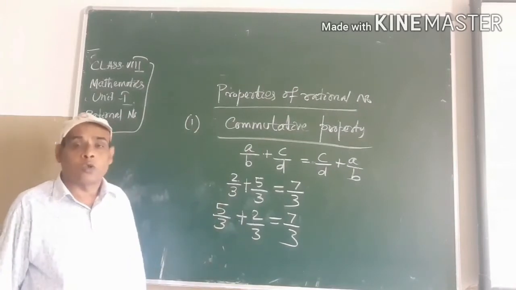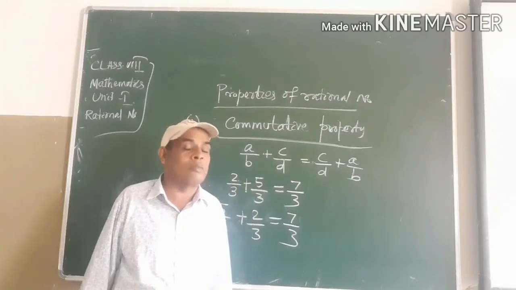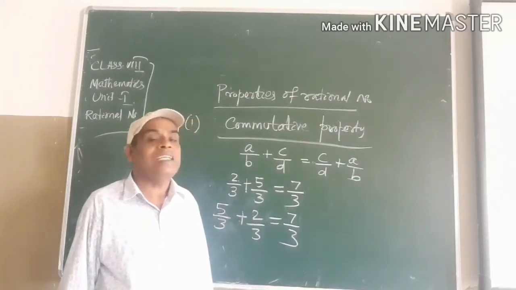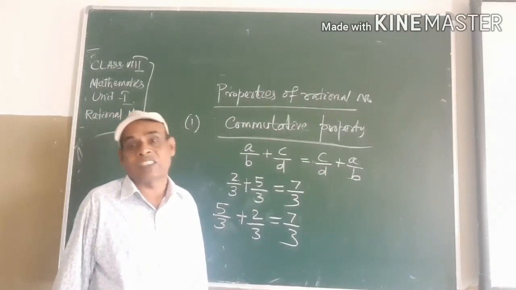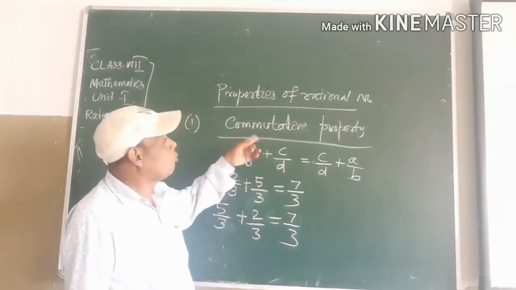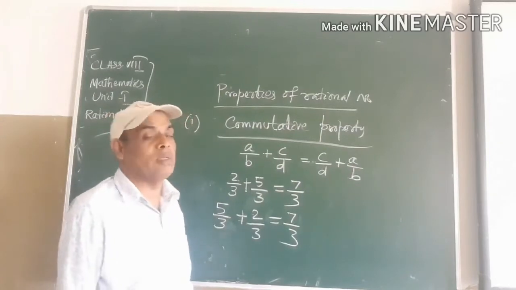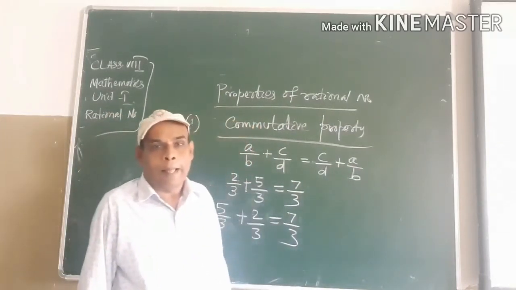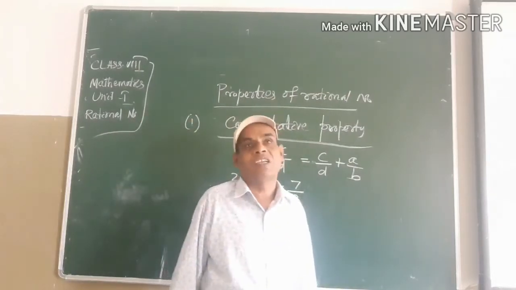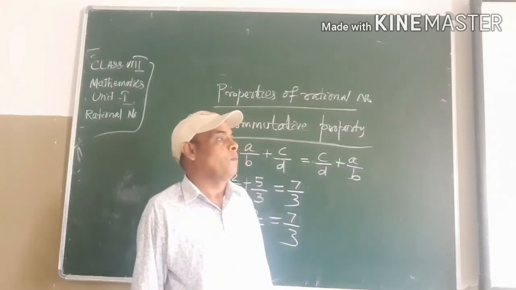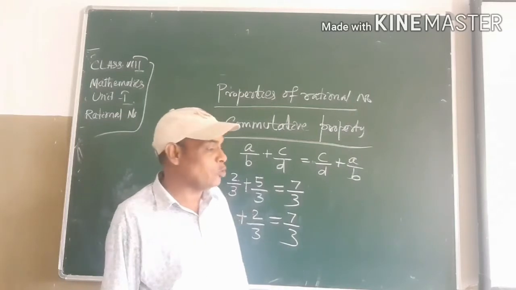First law was closure property. Already I told you, whenever two rational numbers are added, then whatever the result you will get, that is also a rational number. Second property I told, commutative property of addition. And third property you have to remember, another law that is called associative law. It means addition of rational numbers also follows associative law. So what is associative law?